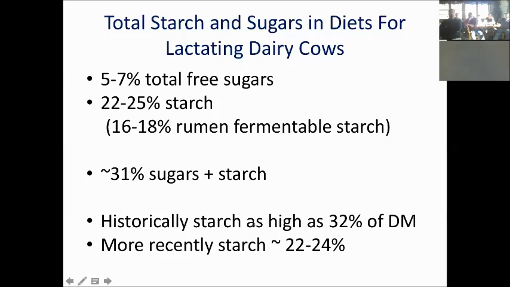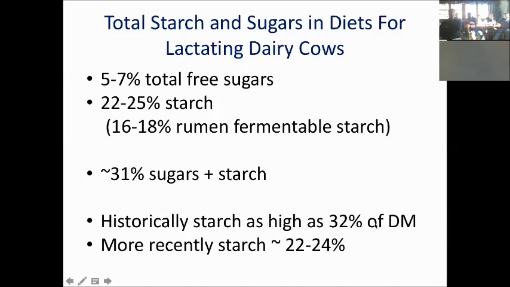a lot of starch diets as high as 32% of the dry matter being starch in some of our TMRs, and you can easily find that if you go to the Journal of Dairy Science, for example, and look at some of these really high starch diets that were fed. But I think with our understanding of fermentability, physically effective NDF, rates of digestion, we've really been able to lower the starch content in our diets.